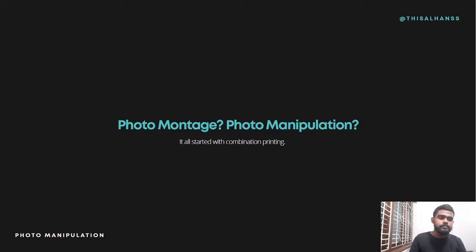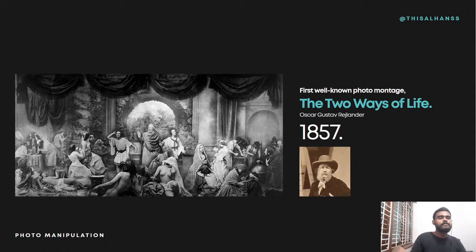But it's not. Initially, photo manipulation was called photo montage. If you dig deep a bit, we run back to 1857. The first well-known photo montage was done by Oscar Gustav. So this is basically the first photo manipulation, I would say.